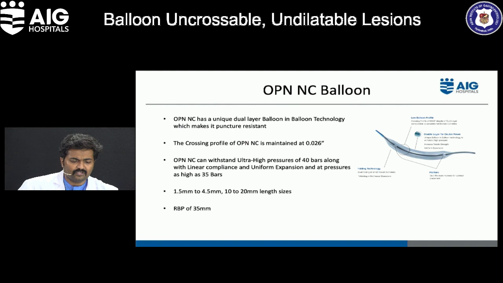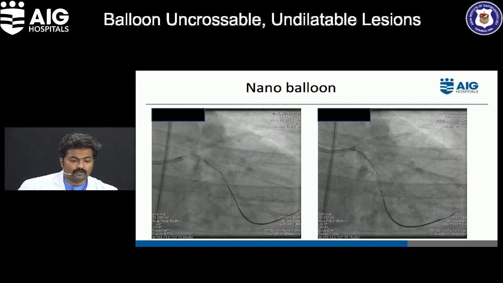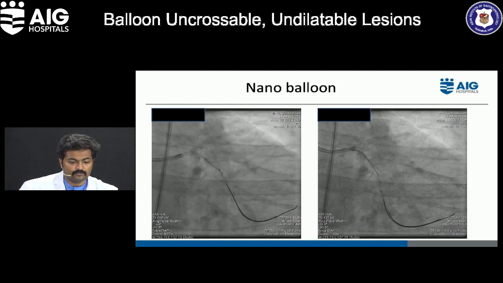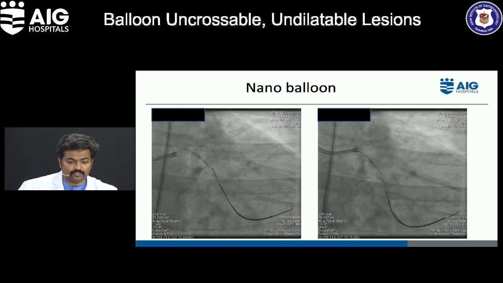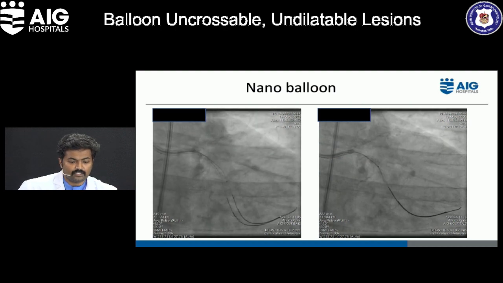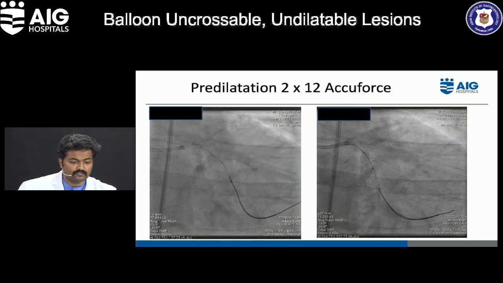And the other options when the lesion is not dilatable, as my other colleagues were mentioning, was an Oppian balloon, which was already explained. So here we took a nano balloon. Luckily the nano balloon crossed there and we could dilate the lesion with the help of that balloon. So once the nano balloon was able to cross and dilate the lesion, then it was straightforward.